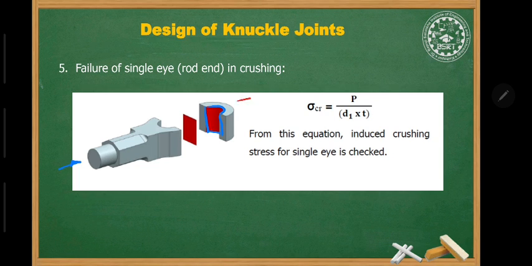So we know this dimension is again the thickness of the single eye, and the inside diameter is d1. Okay, so as it is a rectangle, the area of the rectangle will be d1 multiplied by t. So area will be d1 multiplied by t. So crushing stress is calculated by force upon d1 multiplied by t. So from this equation the induced crushing stress in single eye is checked.